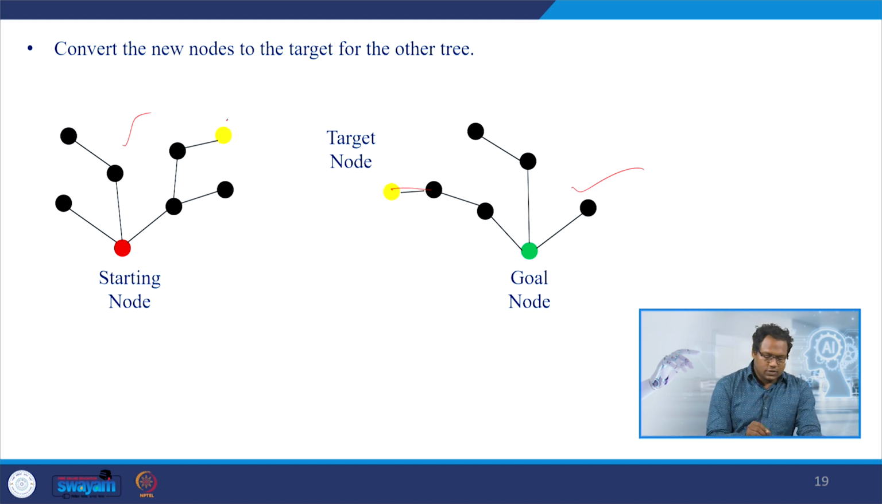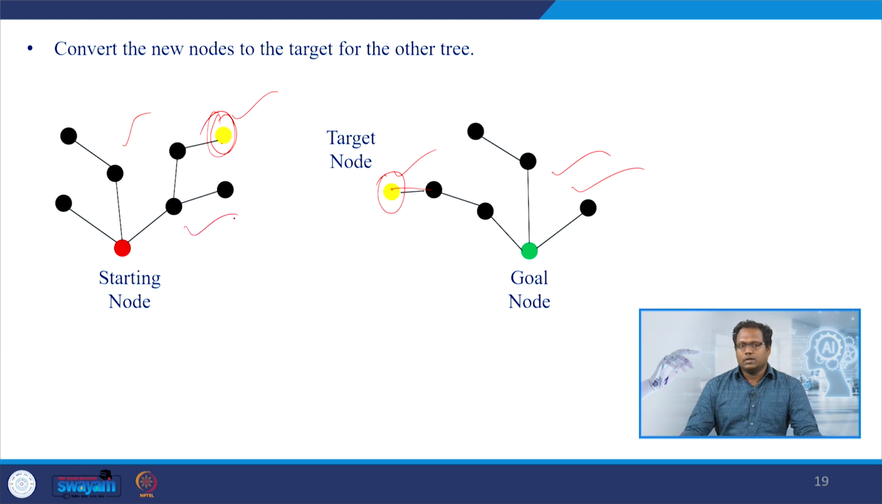Now, the tree is extended to incorporate the new nodes. These new nodes become the target for the other tree. What I mean to say is, for the starting node based tree, this new node is the target for the tree which has the goal node as its starting node. Similarly, the new node of the goal node based tree will be the target for the tree that starts from the starting node or the initial node.